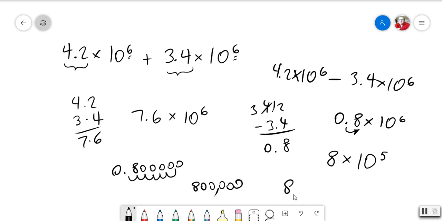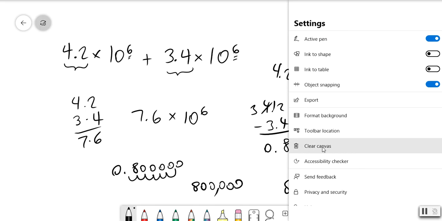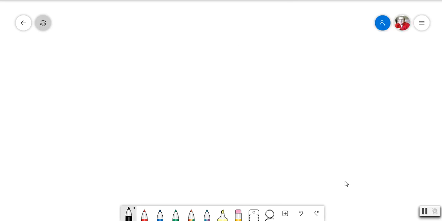If you just had 8 by itself, you moved 5 places to the right, which is what you do here. 1, 2, 3, 4, 5. You get the same answer. So when you have to move this decimal to the right, you take the exponent down 1 to compensate. Okay. So basically, when you're adding or subtracting and the exponent's the same, the only thing you need to watch out for is fixing your mantissa.